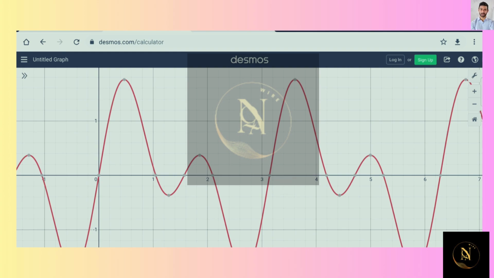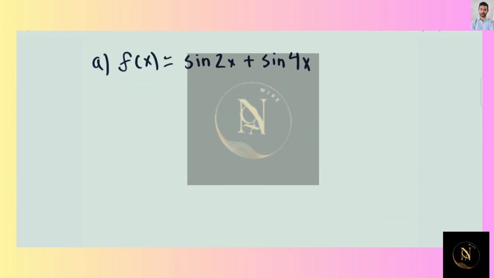So the only three inflection points are going to be at 0.8, around 1.5, and then around 2.2. So the inflection points are at x is equal to 0.8, around 1.5, and 2.2. And now we're going to look at the intervals of concavity.